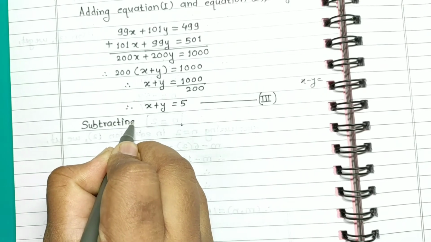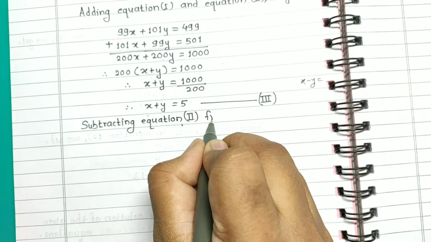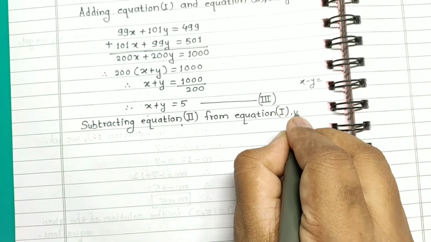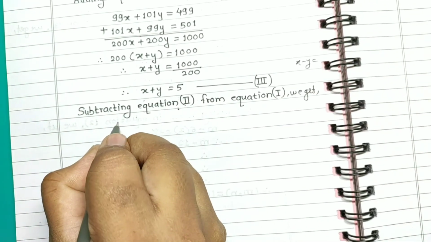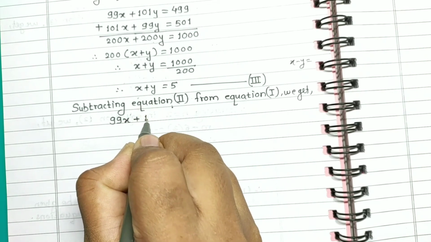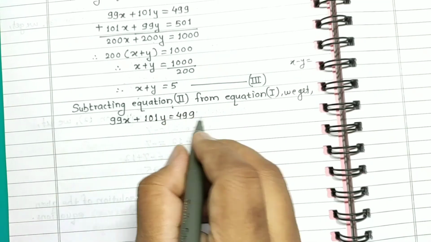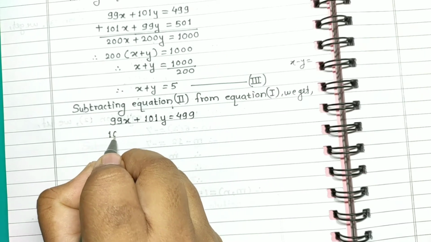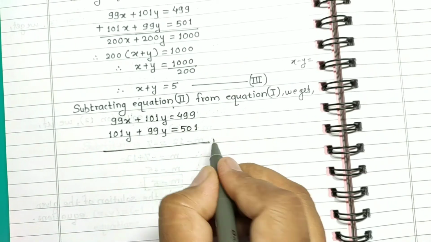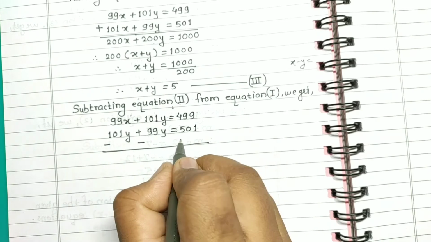Subtracting equation 2 from equation 1, we get 99x + 101y = 499. Since we are subtracting equation 2 from 1, we have to write equation 1 first. So this is the first equation. Then we are going to subtract the second equation, 101x + 99y = 501. On applying subtraction, the signs of these terms will change. It will change to minus, this is again minus, and this is minus.